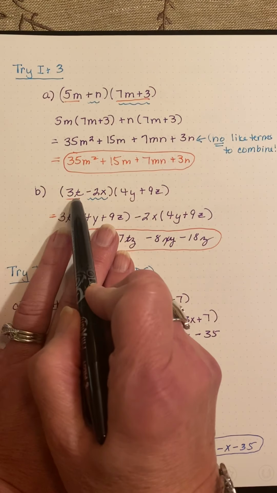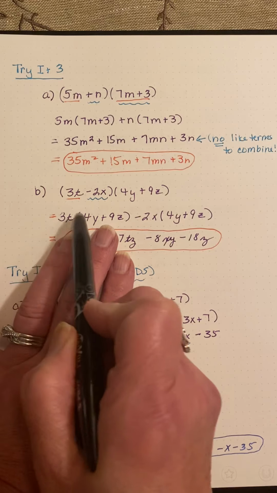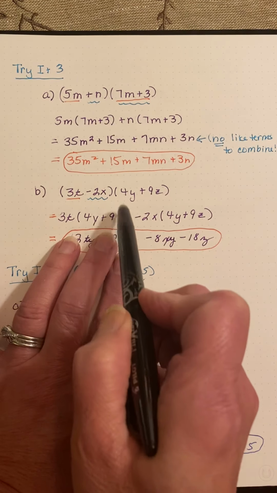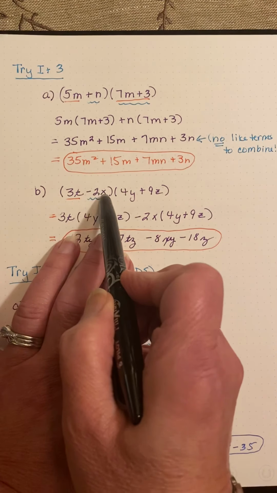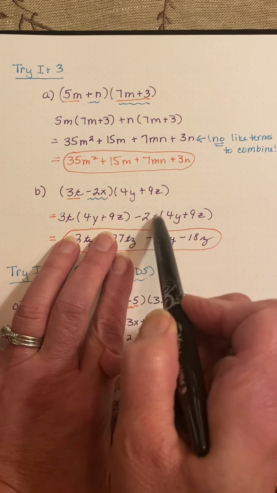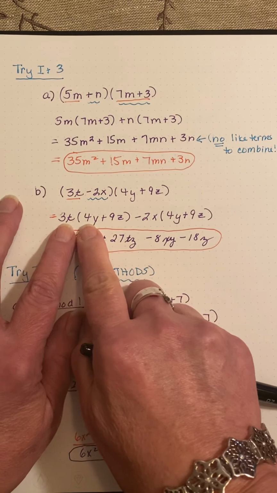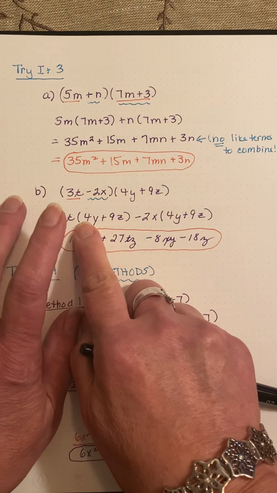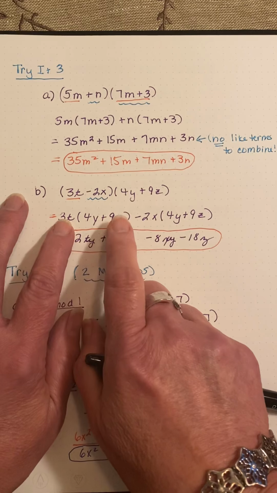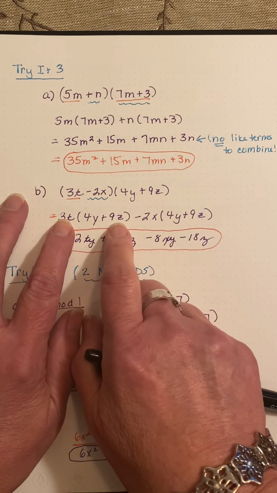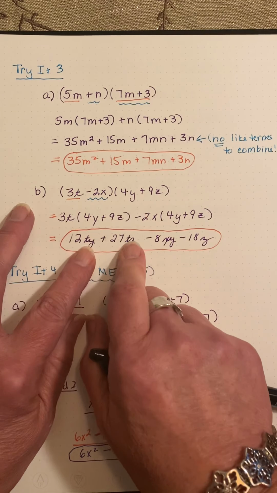So anyway, first I'm going to distribute the 3t to the 4y plus 9z. So that's 3t times 4y plus 9z. Now I'm going to distribute the negative 2x to the same thing. So negative 2x times 4y plus 9z. So distributing these two, 3 times 4 is 12, and it's ty. I switch to cursive. 3t times a positive 9z. So 3 times 9 is 27, tz. So I got a ty and a tz.